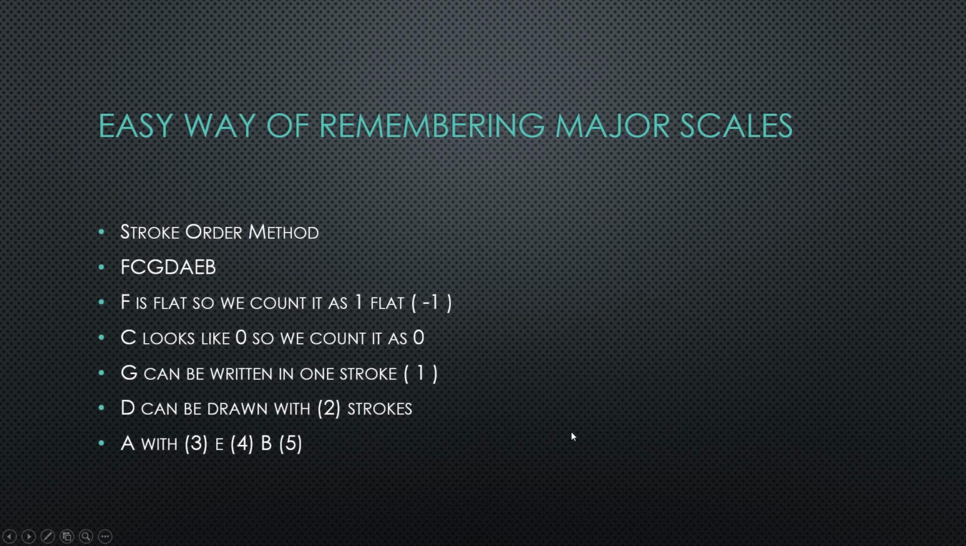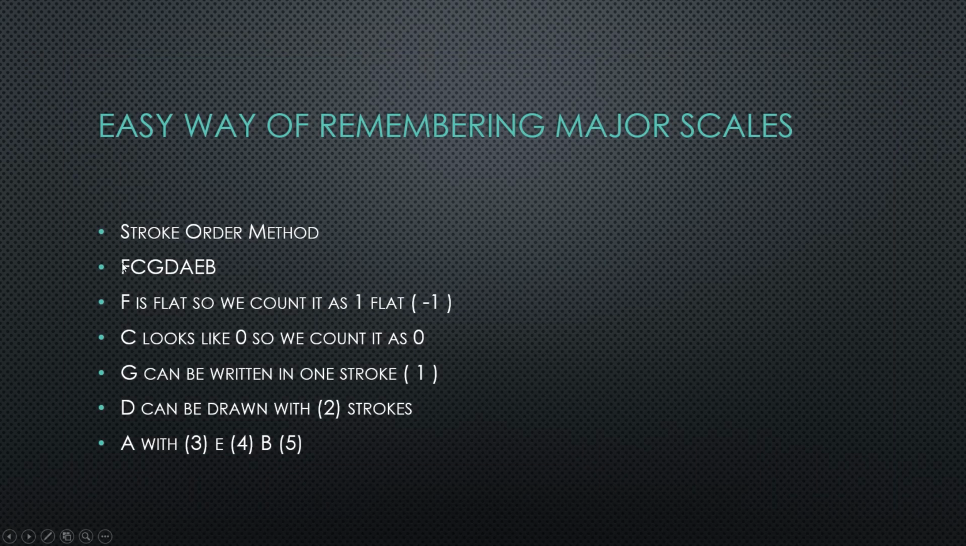A, go figure, 1, 2, 3. E, 1, 2, 3, 4. And B, which I'll show you in this slide here, 1, 2, 3, 4, 5. So hopefully this gives you a professional way of remembering the sharps. If you don't remember, the easier method, honestly, is the order of sharps itself here.